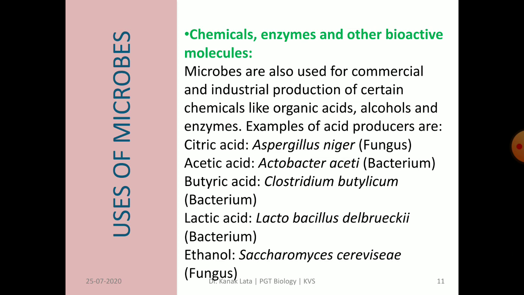Next is ethanol. Ethanol, that is alcohol. So it is produced from Saccharomyces cerevisiae, and this Saccharomyces cerevisiae is a fungus. So you have seen here that this fungus and bacteria, they are microbes and they are useful for the production of different types of acids as well as alcohol, that is ethanol, and all these acids are organic acids.